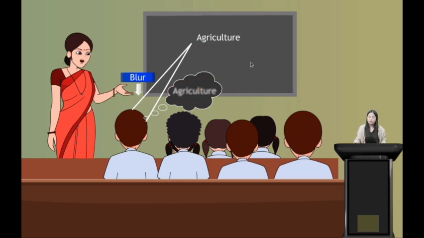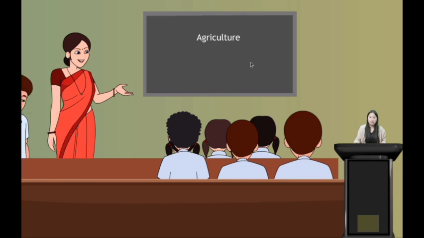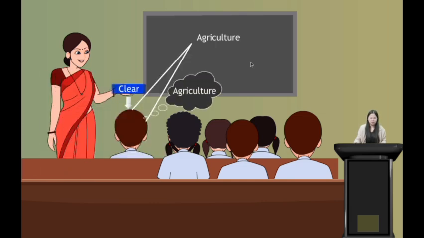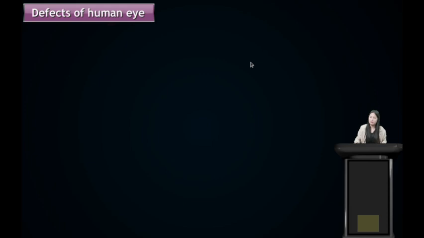So the teacher called the student to come and sit in the front. Now when he goes to the front seat, the word agriculture is clear to him. He can see the word agriculture clearly. So there are some defects in our eyes, and we will discuss the defects of the human eye.